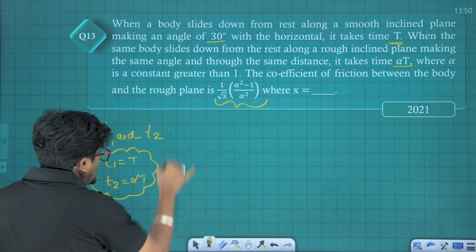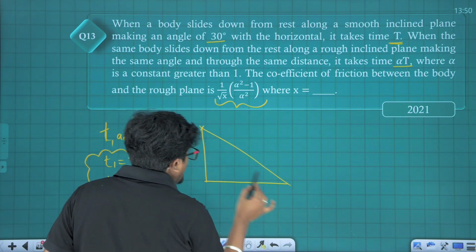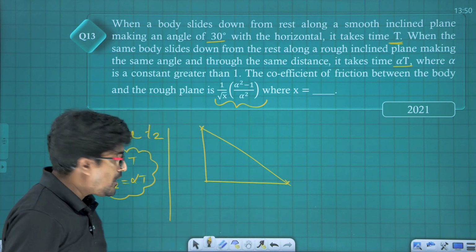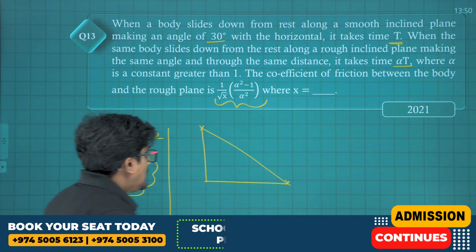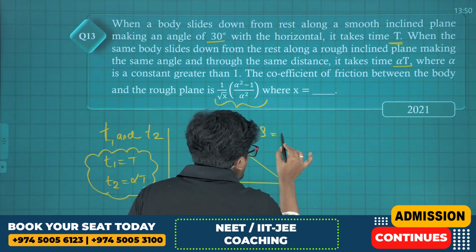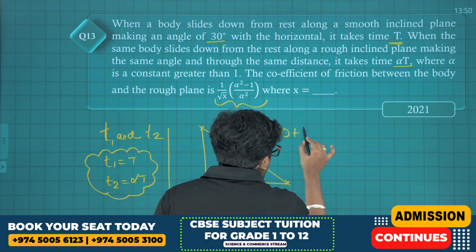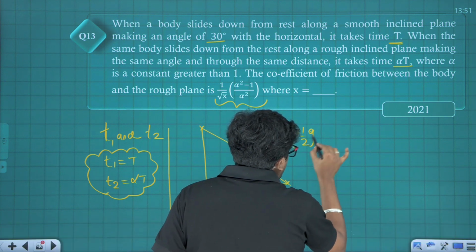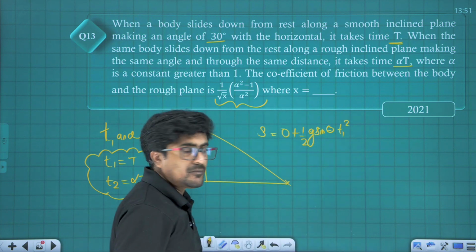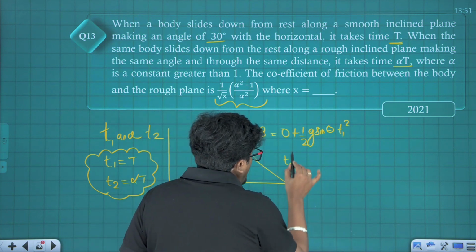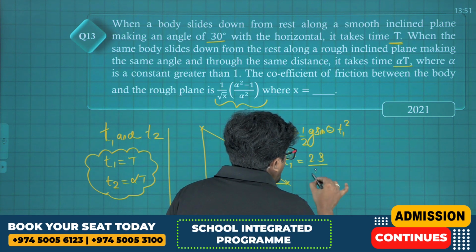Okay, now let's see how to proceed. So this is the wedge, and it is traveling through the same distance. So S is same for both. So if I consider the case where there is no friction, then I can write the equation as S is equal to, since the body is starting from rest, ut term will become 0, plus half of acceleration, here is what? g sin theta, into T1 square. So basically T1 square is now equal to 2 times S upon g sin theta.